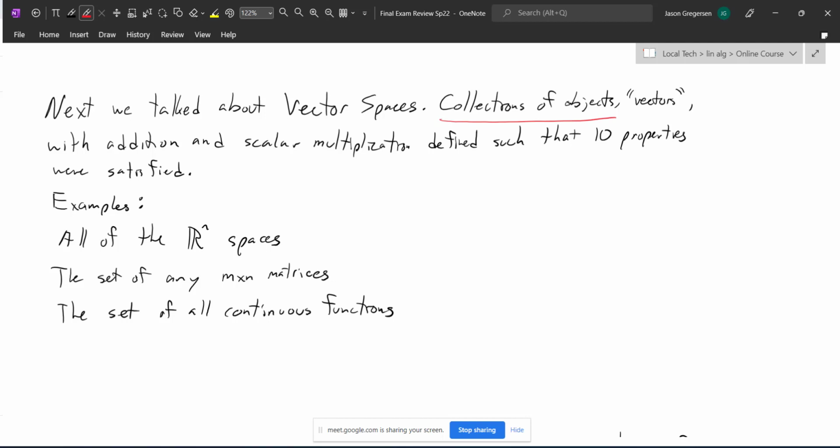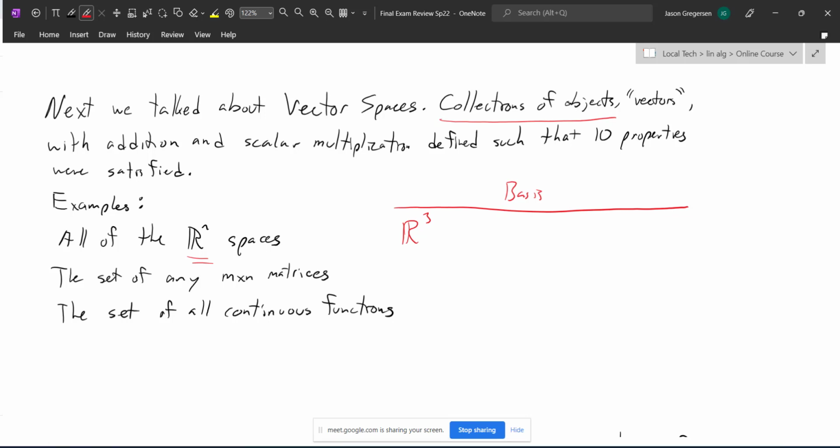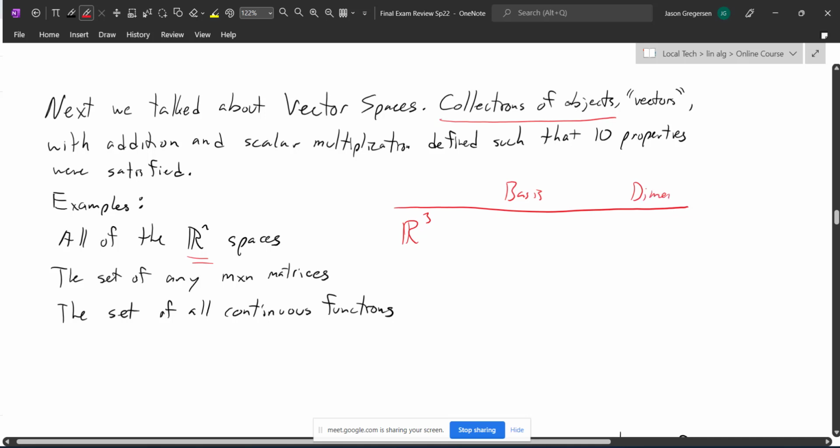So some examples of vector spaces were R3. All the Rn spaces were vector spaces, so we're very familiar with a space like R3. Now what's special about a vector space, what makes this collection of objects that satisfies the properties special, is that every vector space will have a basis, in other words, some small set of vectors that we can build the entire space with. And they also have a dimension, a way we can talk about the fixed size of a vector space.